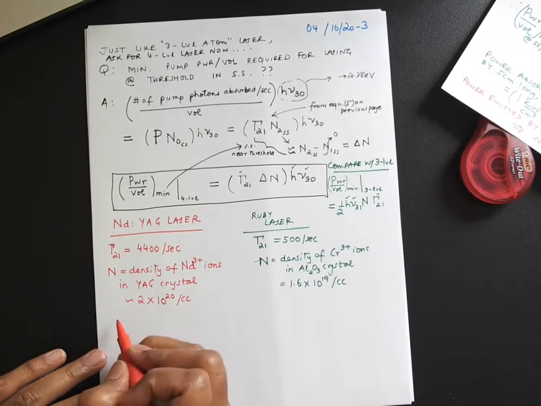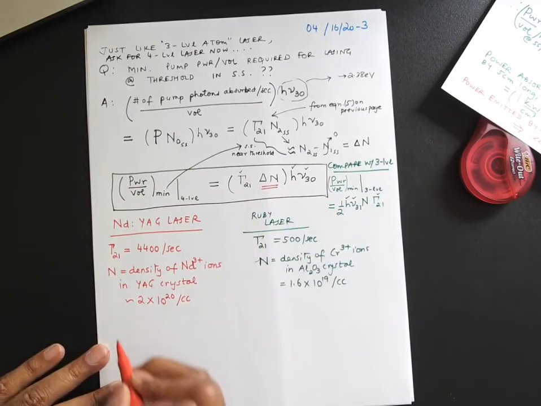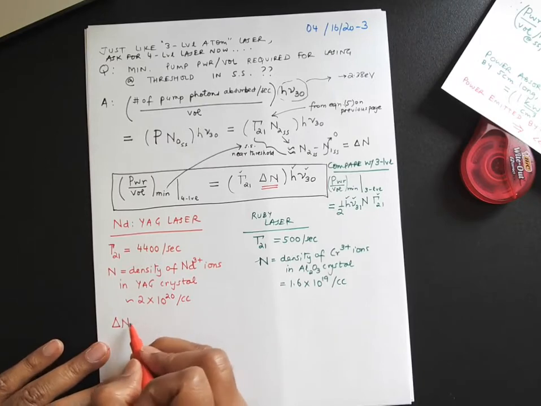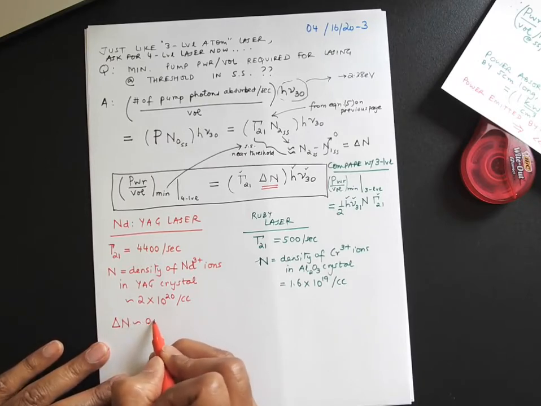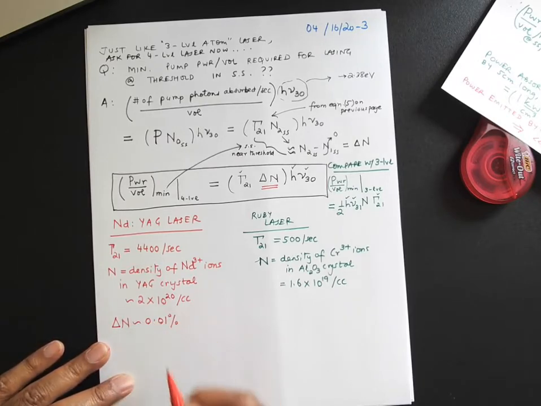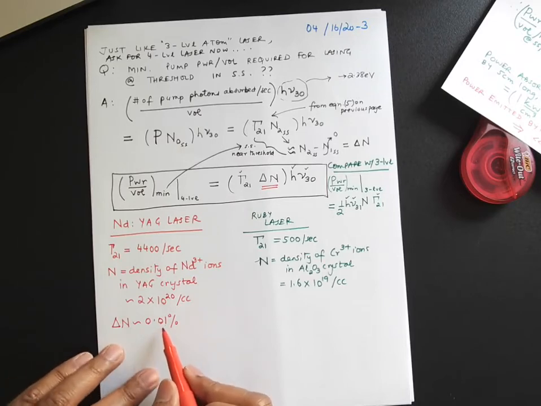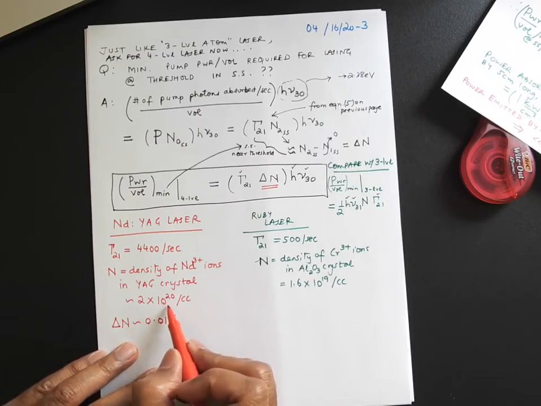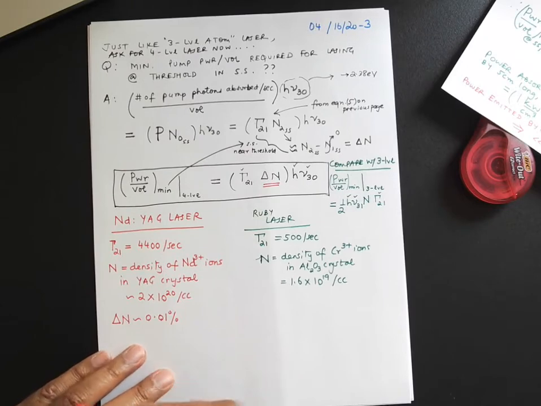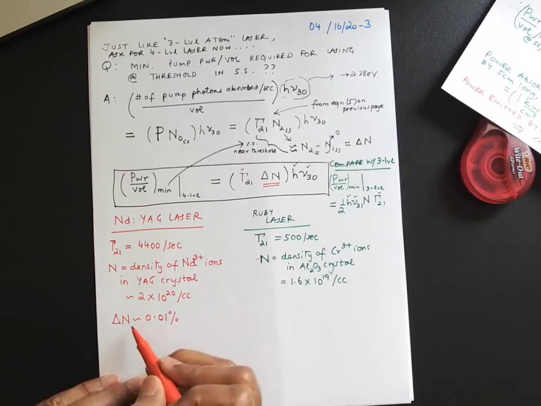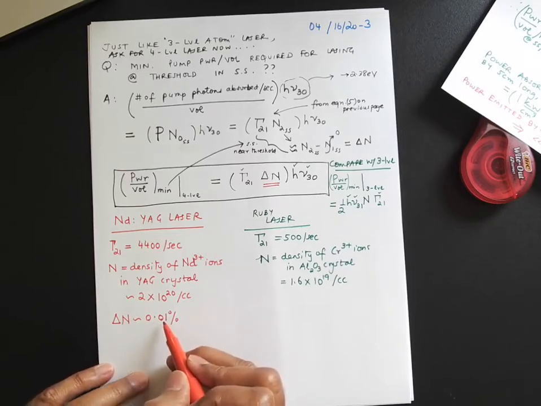But then what about the delta N? Because that's what shows up here. And the delta N, it turns out, is only about 0.01%, meaning 0.01% of that is what the inversion is. Because there's a lot of atoms stuck in the 0 level, and the inversion between 1 and 2 is only 0.01% of that.